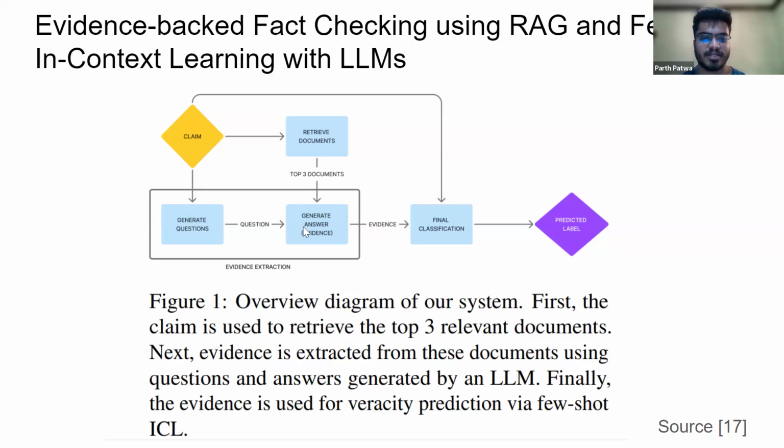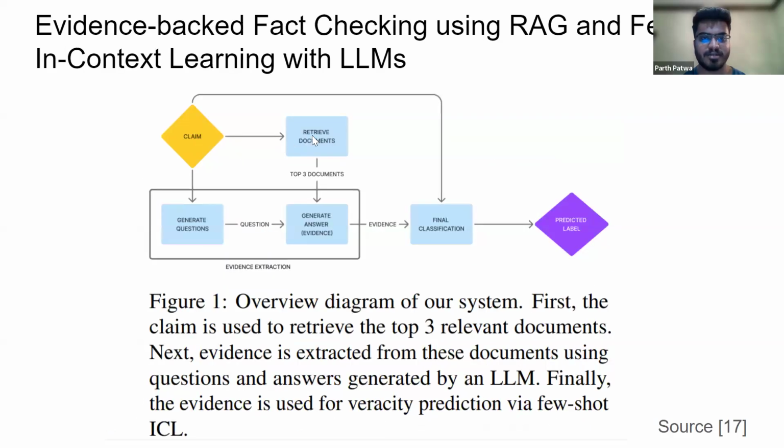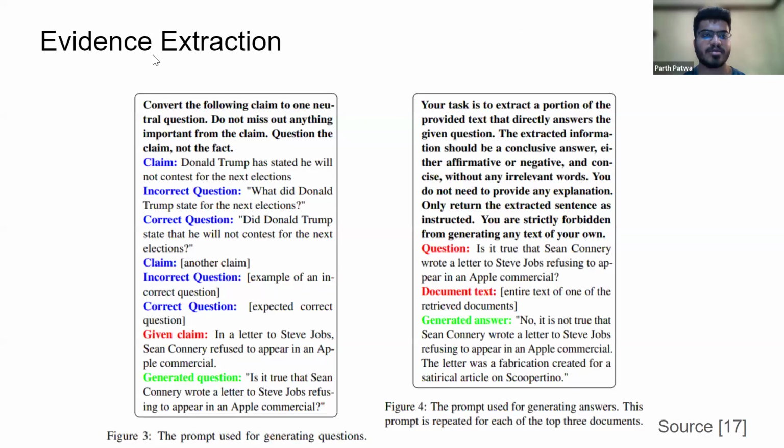And those generated evidences are given to another LLM along with the question to check if the evidences refute or agree with the claim. The retriever is straightforward. We just do semantic cosine similarity.